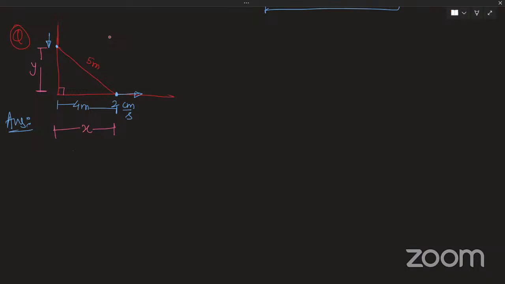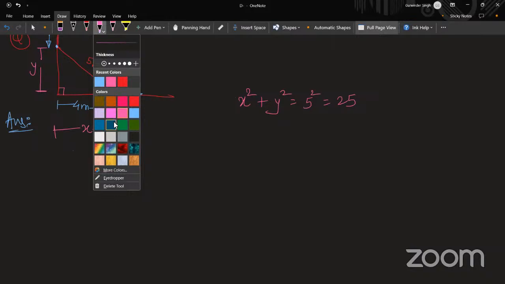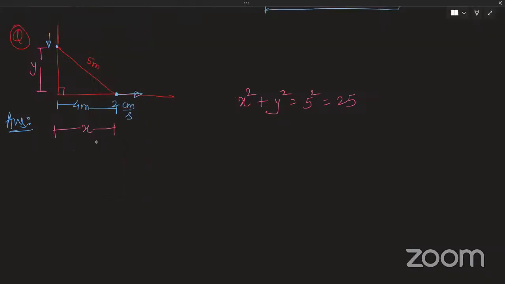Pythagoras theorem. Everyone, tell me what will be the relation between the length of the ladder and X and Y? 5 equals under root x square plus y square. Or in other words, x square plus y square is equal to 5 square. Correct? So what I have got is an implicit relation between X and Y and a constant 25.